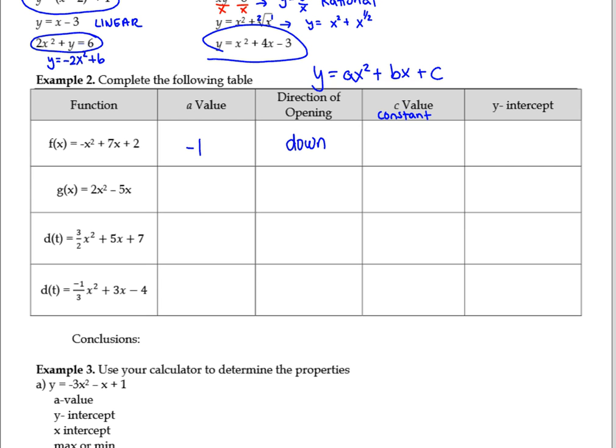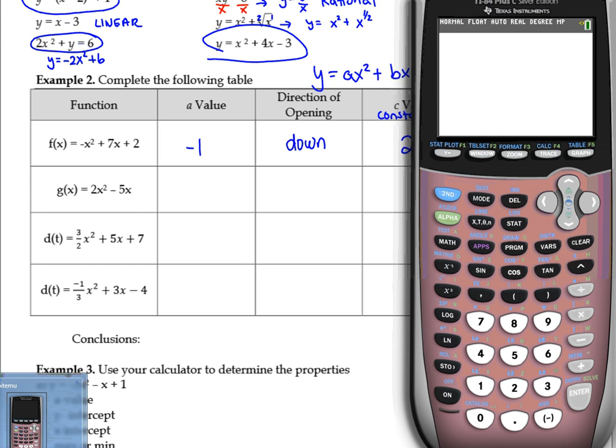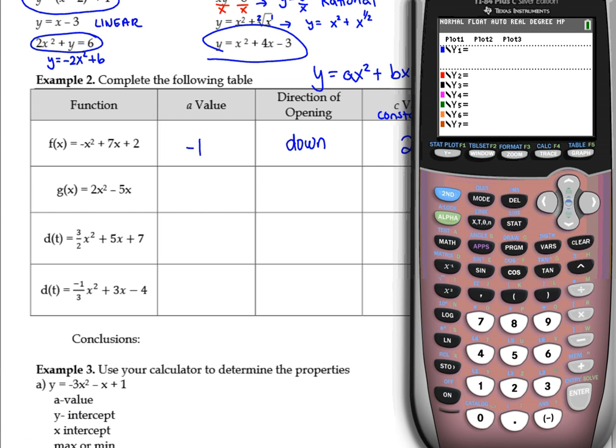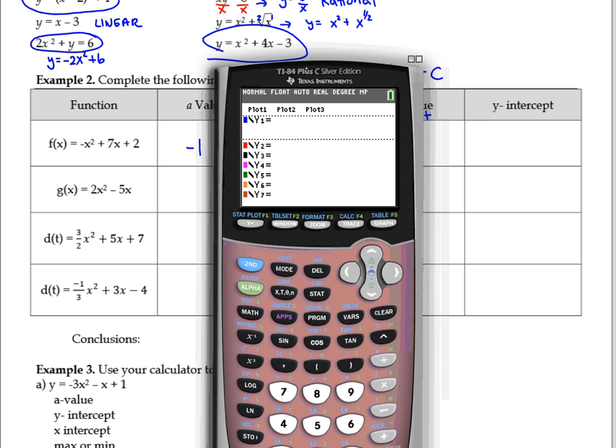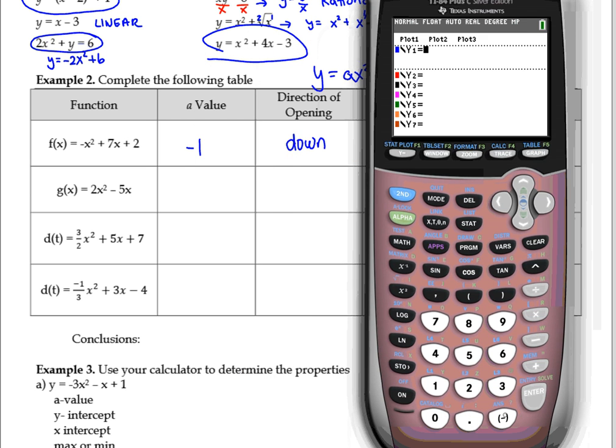That's kind of nice that it starts with a c and it's a constant. It's a coincidence. But c is the constant, and so in this case, what's your c value? It's positive 2. So grab your graphing calculators. Let's quickly graph this and see what our y-intercept is. The equation is negative x squared plus 7x plus 2.